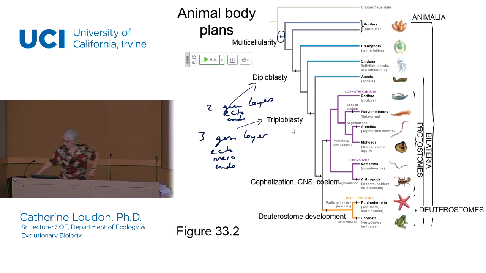The other thing I wanted to point out here are some of these other names. Bilateria refers to those animals that exhibit so-called bilateral symmetry in their bodies. And these are all divided into 2 groups, each of which are monophyletic, the protostomes and the deuterostomes.